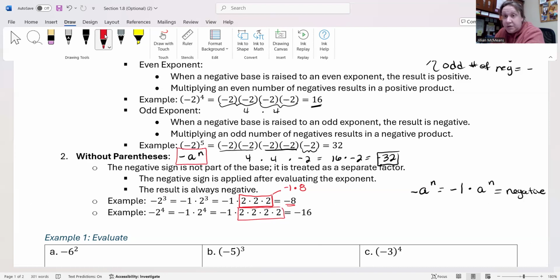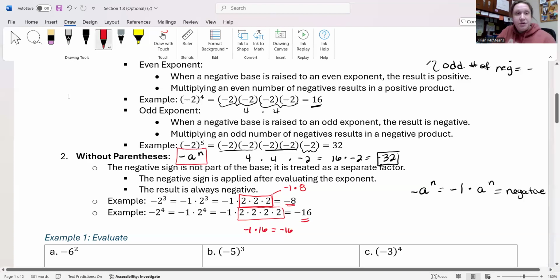Well, 2 to the 4th is going to be positive. It's just 2 times 2, which is 4, times 2 again, which is 8, times 2 again, which is 16. So this is really -1 times 16. And when I multiply a positive and a negative, that's how I get my negative product. So if the negative is not inside parentheses, it does not matter if the exponent is even or odd. Your product is always going to be negative because that -1 is a separate factor. Okay, so keep that in mind.